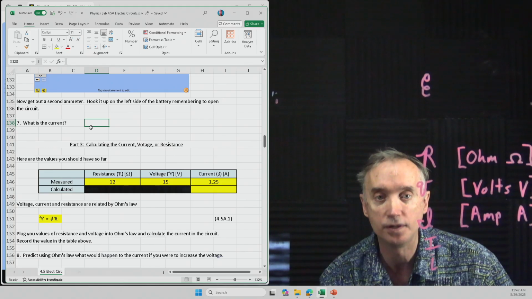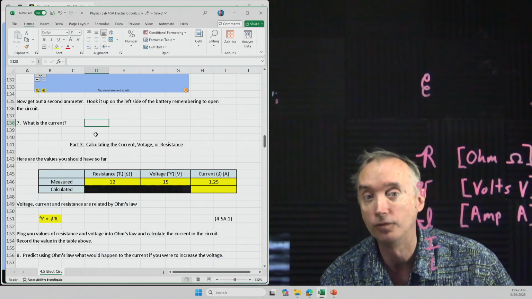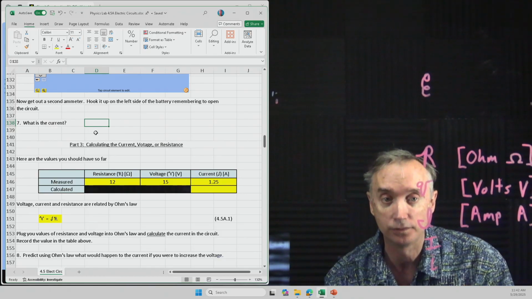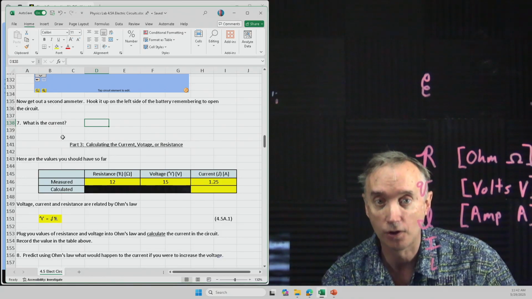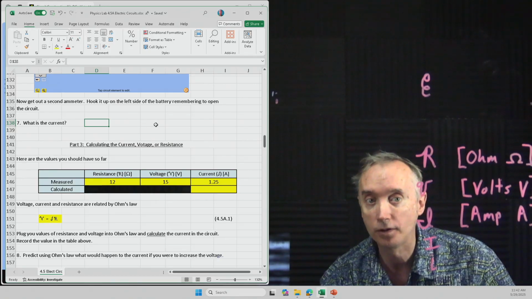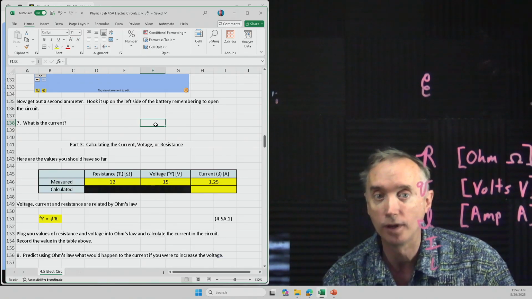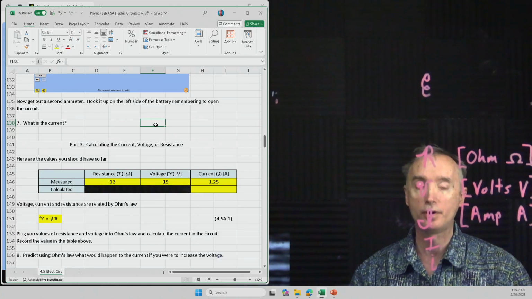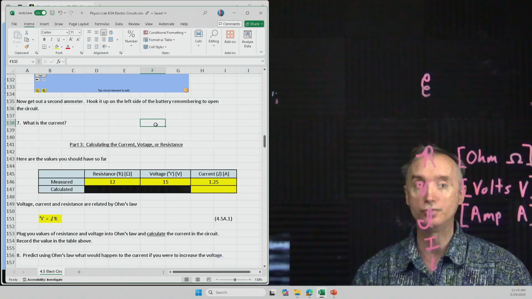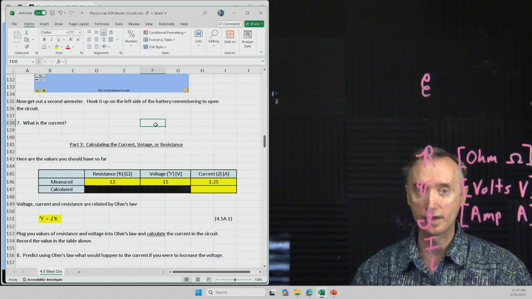So what is the electrical current? And don't forget the units. So don't just say 7. You would need to say 7A for amps. So always put the units on there. So that was part 2. And now we're ready for the final part of today's lab, which is going to be on how to calculate these quantities. And we'll do that in just a moment.